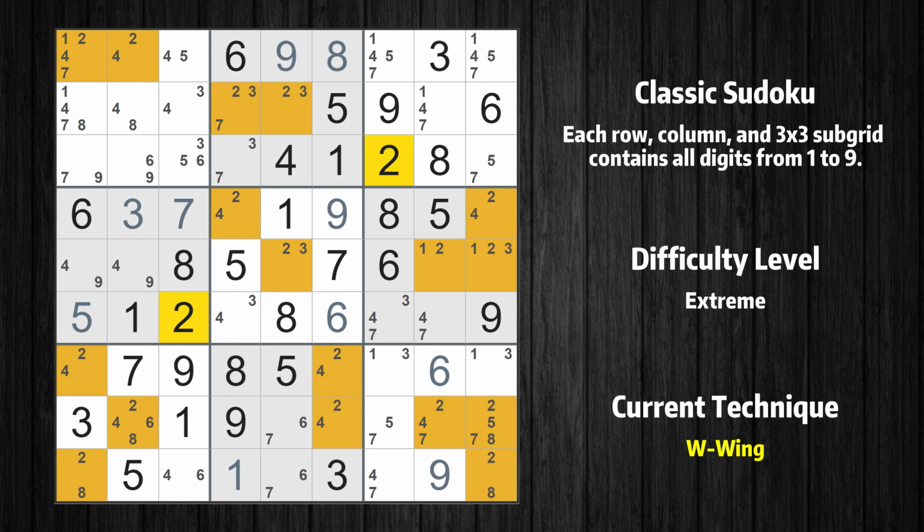There is a W-wing in value 2. The 2 cells are row 7 column 1 and row 1 column 2. If 2 is not in row 7 column 1, then row 7 column 1 must be 4, so that row 5 column 1 cannot be 4. If 4 cannot be in row 5 column 1, then row 5 column 2 must be 4, because 4 only occurs twice in this row.